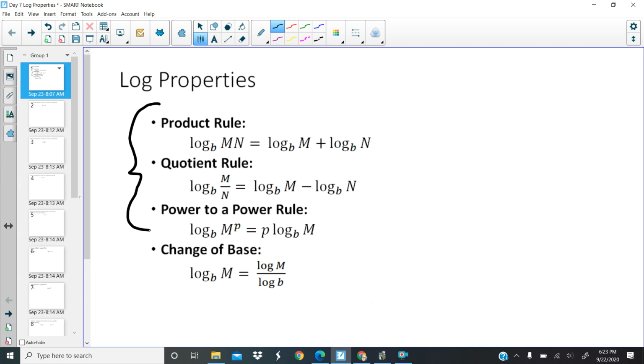And then the power to a power rule just says if you have a logarithm and on the inside you have something raised to a power, then you can basically just grab that power and move it to the front and it would be multiplied by your logarithm. So where you have log base b of m raised to the p power, you can just pull the p out front and you would have p times log base b of m.